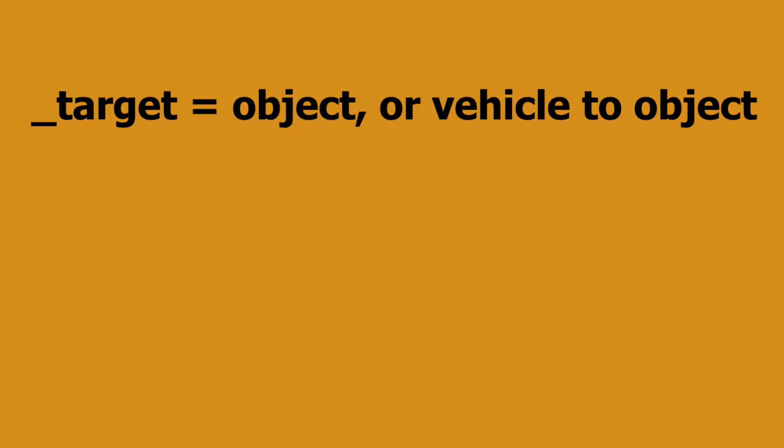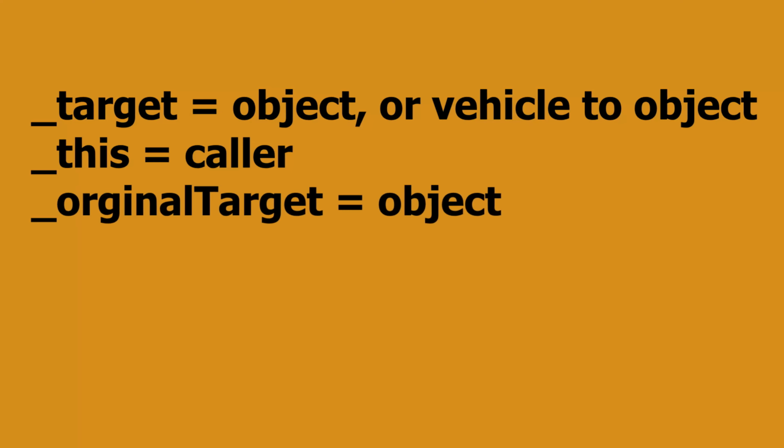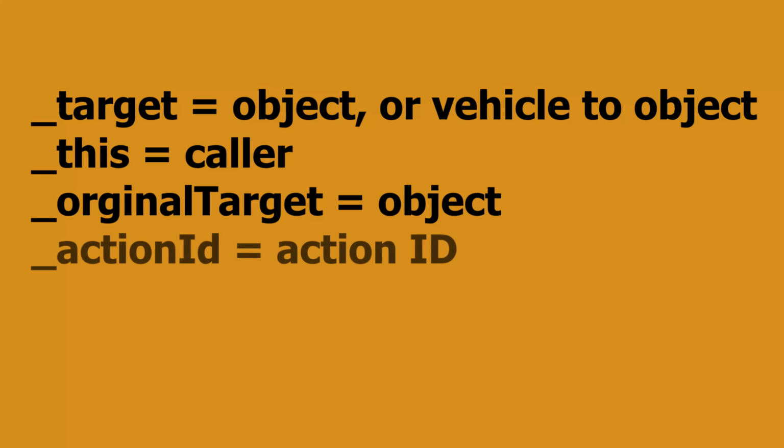_target scopes to the object the action is assigned to. If the object is a unit inside a vehicle, the vehicle becomes _target. _this scopes to the player who has this action registered to them. _originalTarget scopes to the object the action is originally assigned to. Unlike _target, this does not change if the object is a unit inside a vehicle. It still scopes to the unit. _actionId returns the action ID.